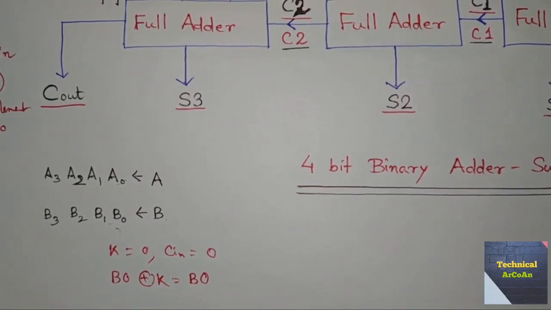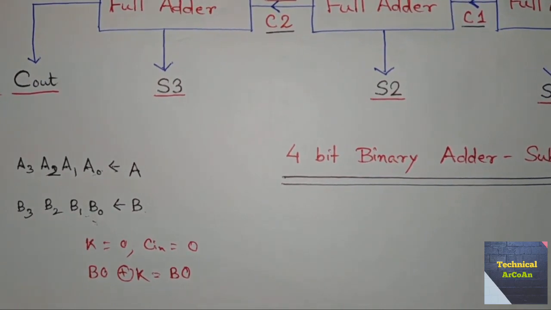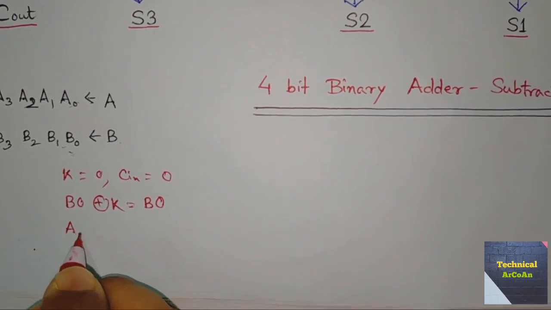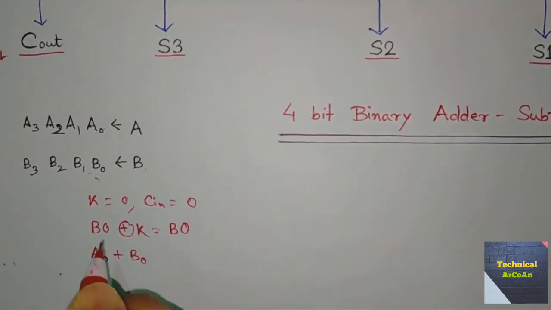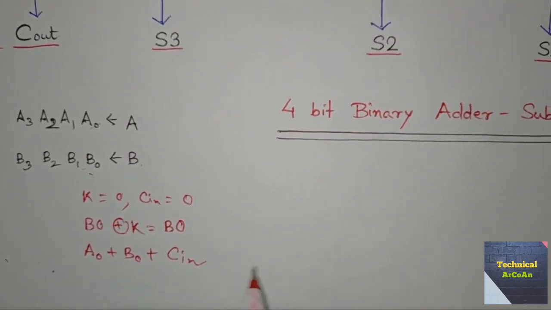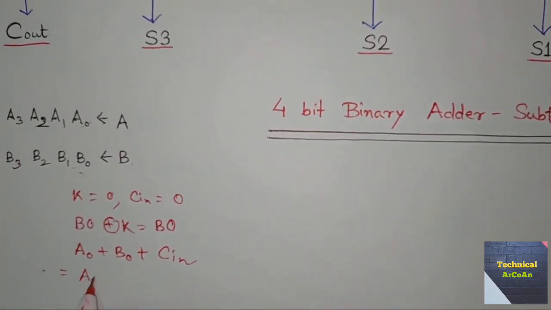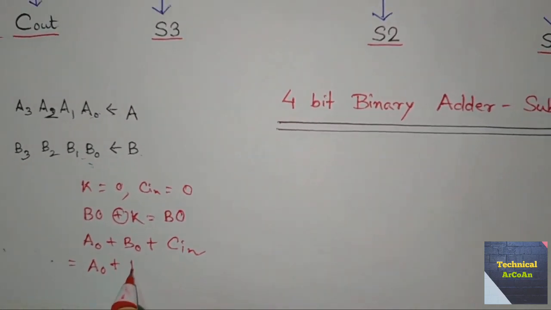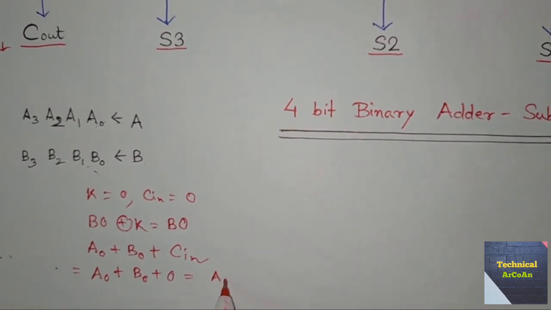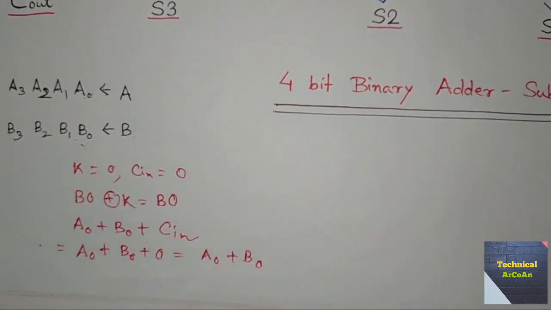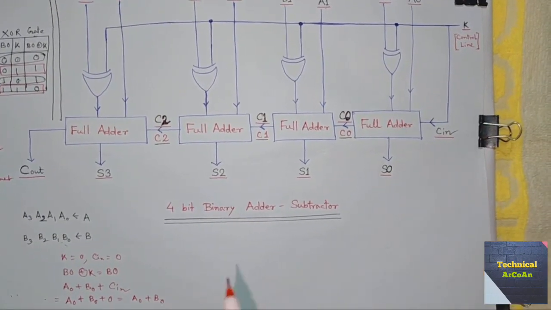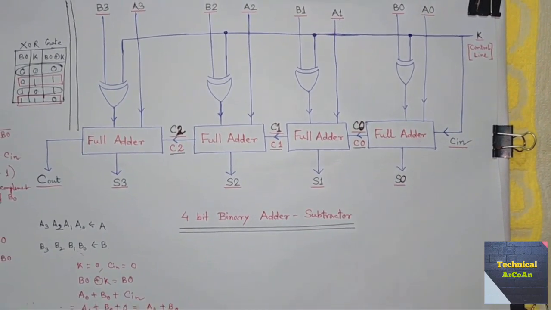The full adder performs addition of 2 or more bits of binary digits. So we can write A0 plus B0, because the XOR output will be B0, plus C in, which means carry in. A0 will be A0, B0 will be B0, and C in is 0. That means this line can be written as A0 plus B0. So when the value of K is 0, it performs binary addition.